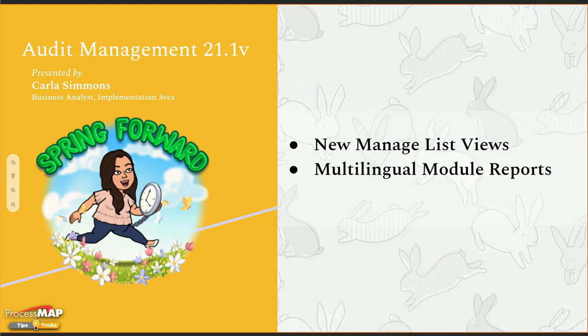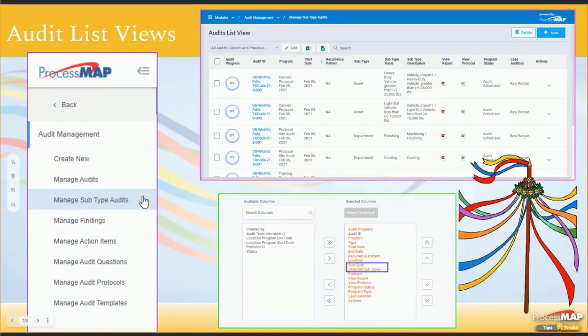I am now hopping back in and have the honor of highlighting the upcoming enhancements for audit management. So first on the checklist is the new and improved audit list screens. Process Map is always aiming to improve the best quality outputs.